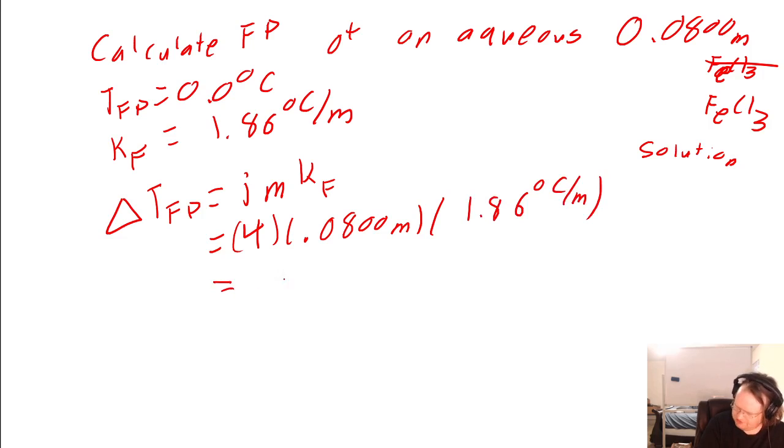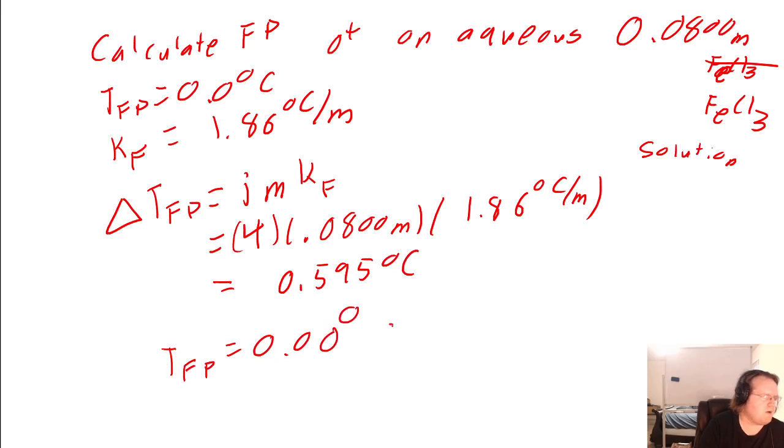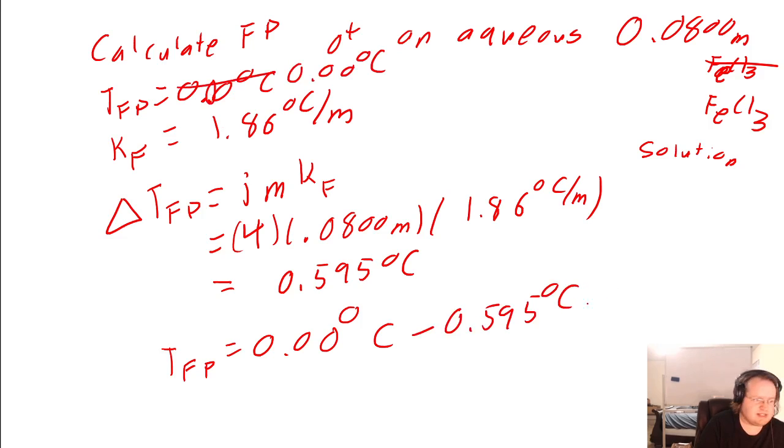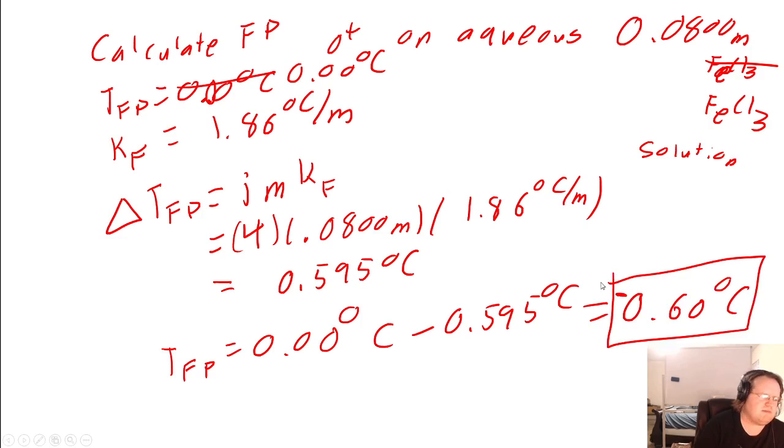So we plug all of those in, and we'll get 0.595 degrees Celsius. So our freezing point is going to be 0.00, actually. It's got 2 zeros in the freezing point because of measurement accuracy. So 0.00 degrees Celsius minus 0.595 degrees Celsius, we get negative 0.60 degrees Celsius. It was depressed, negative 0.60 degrees Celsius.